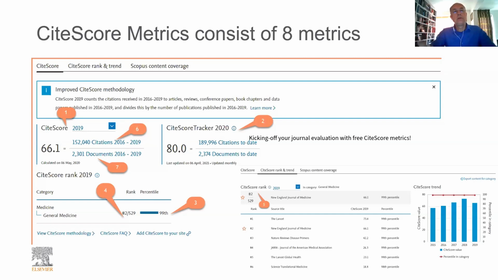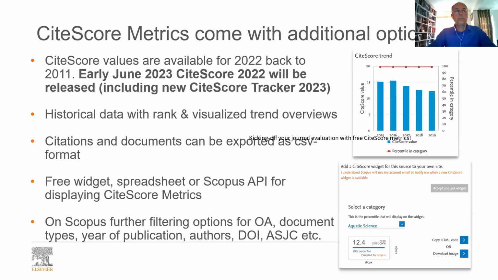And at the same time, on the right-hand side, you see the CiteScore tracker with its elements in detail as well. And underneath it, on the so-called CiteScore source page on Scopus, you see its ranking within certain categories. In general, you see 2 or 3 categories per journal. You see it represented on the right with trend data and also trend lines and graphs, for example. And basically, CiteScore metrics come with additional options.